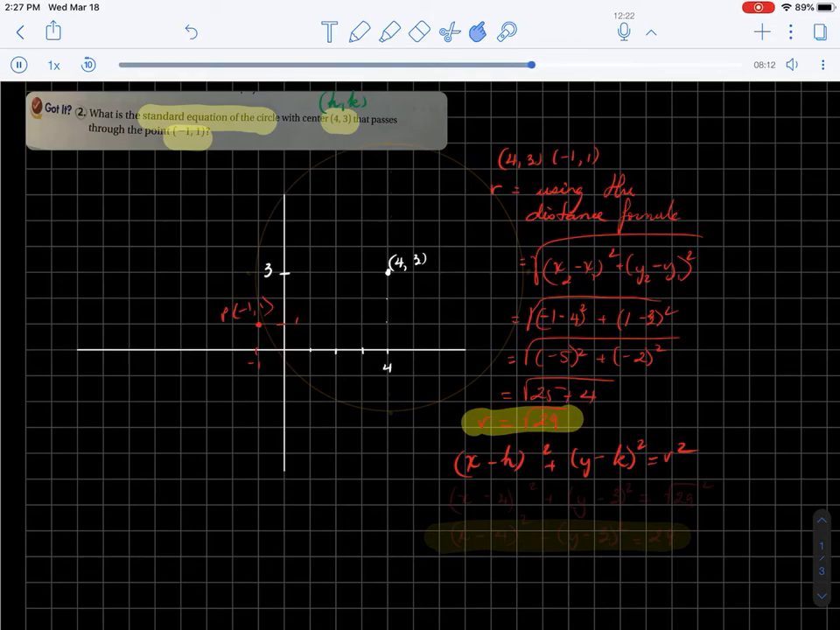Okay, let me substitute it in. x minus 4 squared plus y minus 3 squared equals radical 29 squared. I should have x minus 4 squared plus y minus 3 squared equals 29. So let me highlight that so I can use that information.